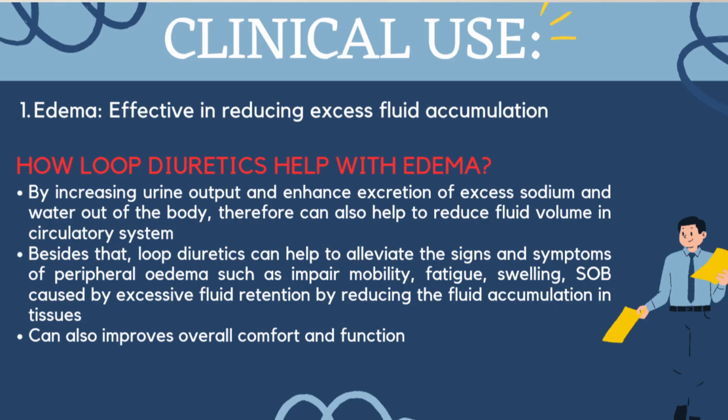The clinical use of loop diuretics includes edema and also hypertension. As for edema, loop diuretics are effective in reducing excess fluid accumulation in conditions such as heart failure and also liver cirrhosis. How does loop diuretic help with the edema? Loop diuretics help by increasing urine output and promoting excretion of excess sodium and water from the body. It can help reduce fluid volume in the circulatory system.